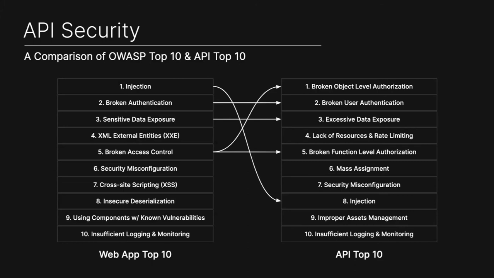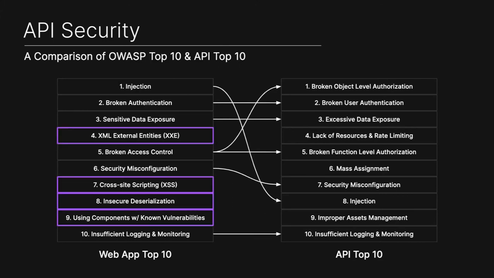We'll talk about this one in a follow-up webinar. Security misconfiguration stayed the same, it just moved from 6 to 7. And then insufficient logging and monitoring also stayed the same, it was 10 to 10. So ultimately, there are some that are no longer present: XML external entities, cross-site scripting, insecure deserialization, and using components with known vulnerabilities. And there are some new ones: improper assets management, mass assignment, and lack of resources and rate limiting.